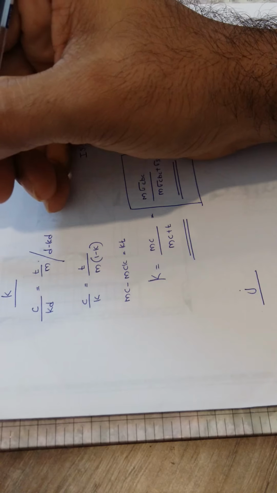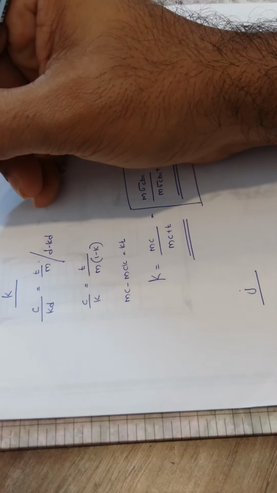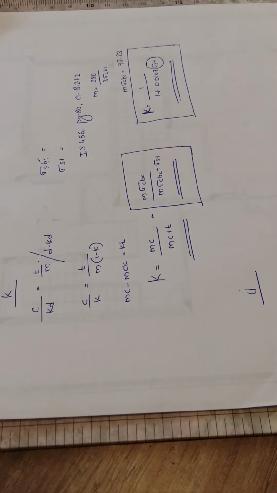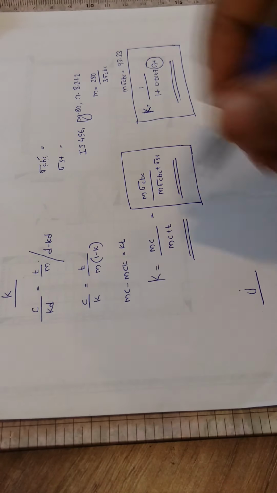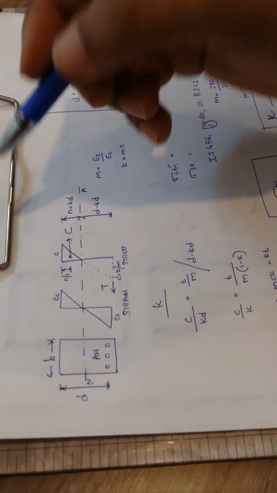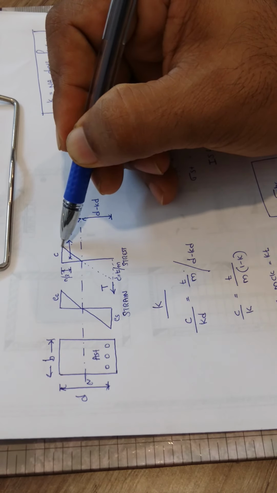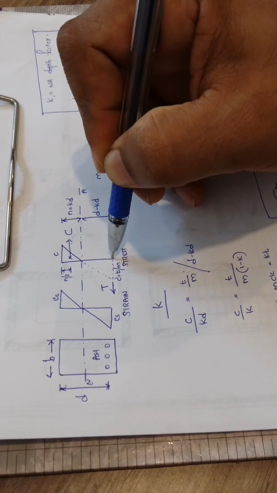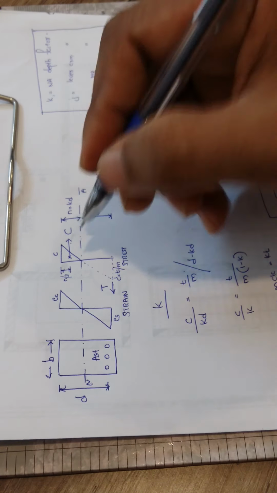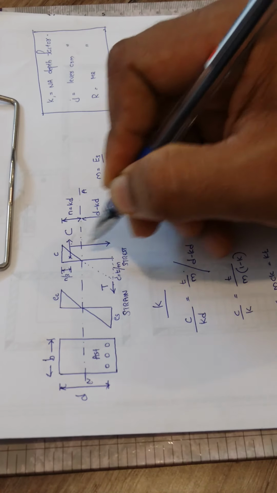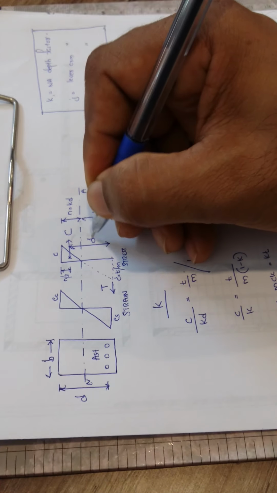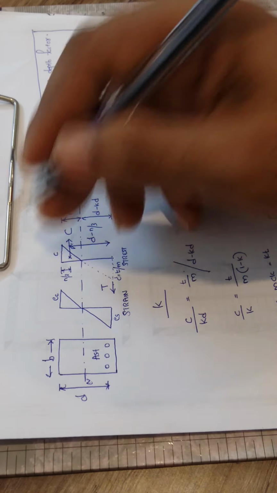What is J? It is the lever arm factor. What is the lever arm? It is the distance between the total tensile force and the total compressive force. From the figure you can understand that if this much is n by 3, and from the top fiber to the tensile portion it is d, then the distance between C and T will be nothing but d minus n by 3. From the figure you can see that it will be d minus n by 3.